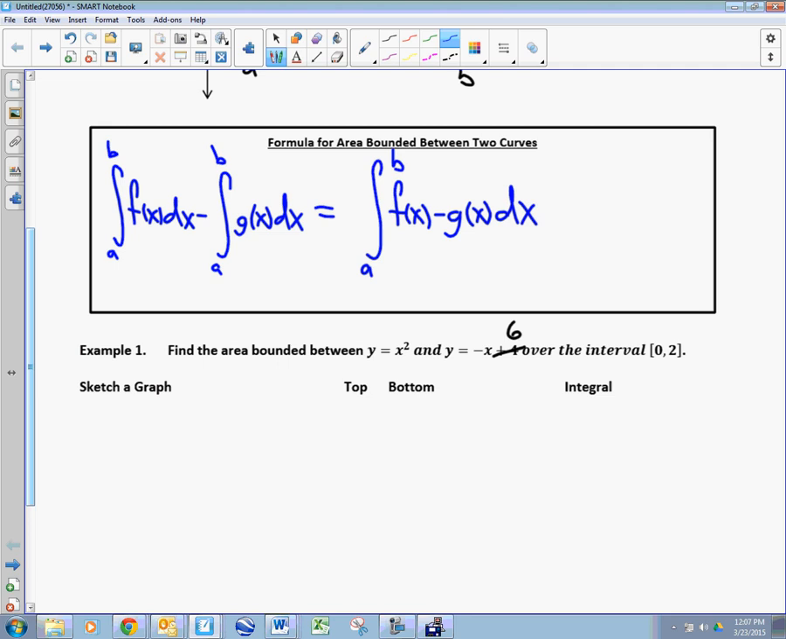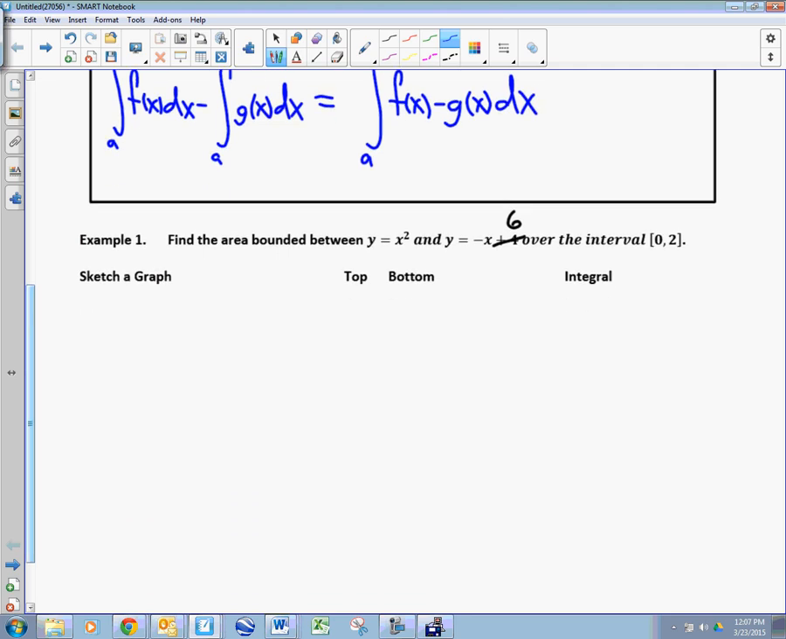Okay, so find the area bounded between y equals x squared and y equals negative x plus 6. We're going to go with plus 6. I think I messed this up. So we did it over the interval 0 to 2.